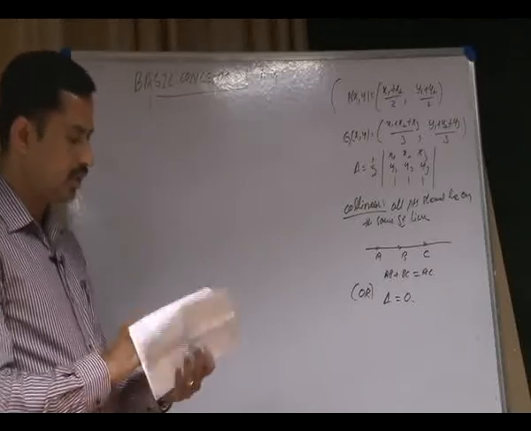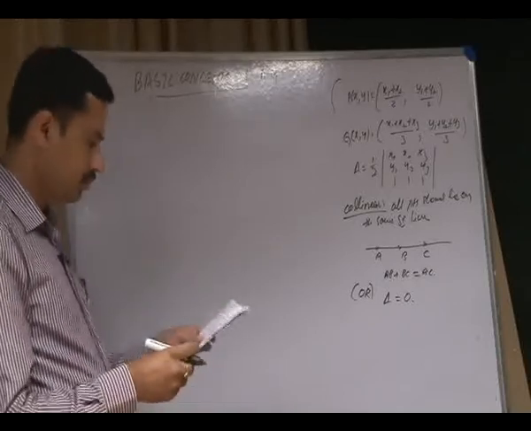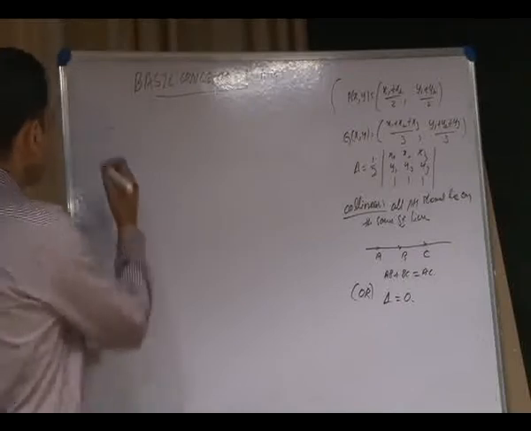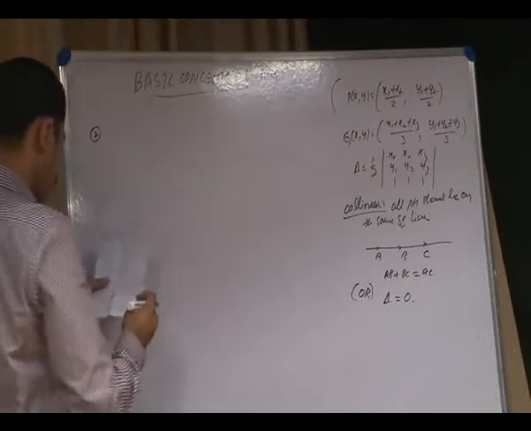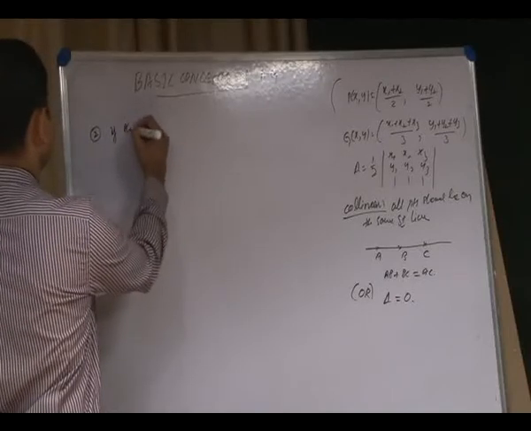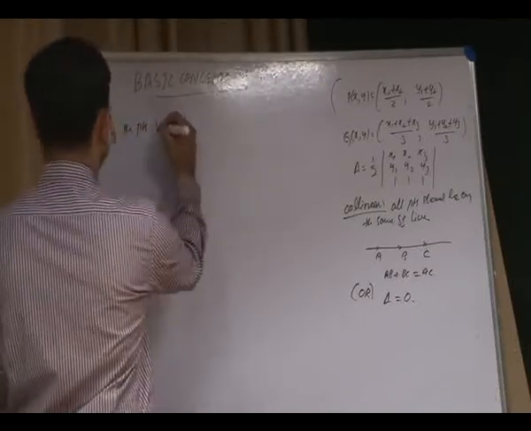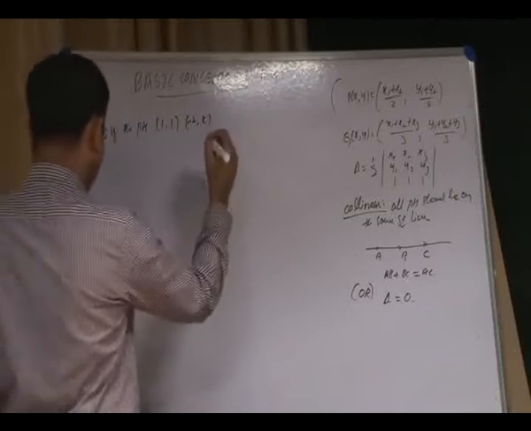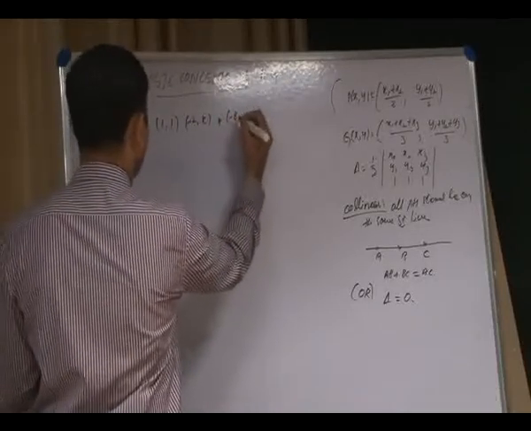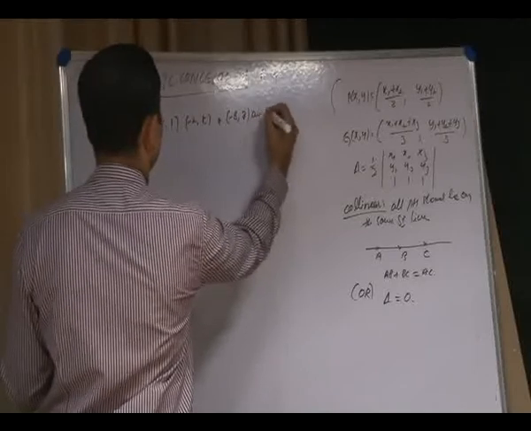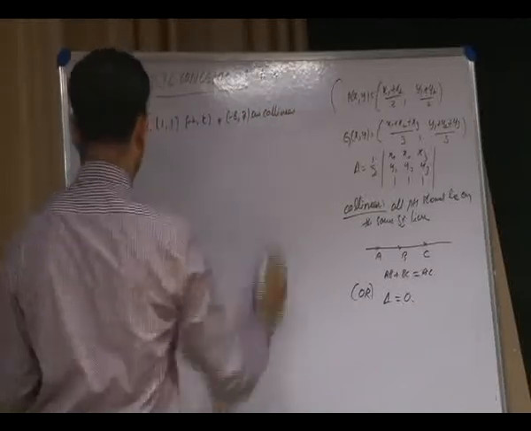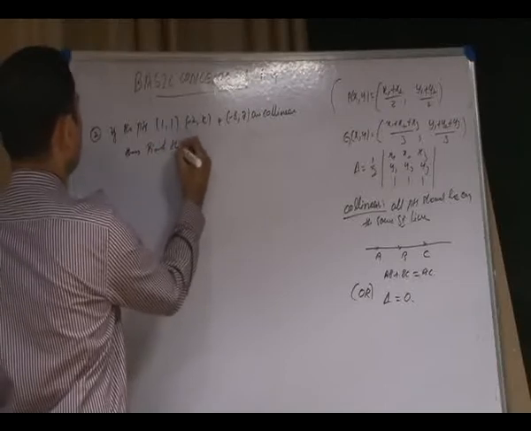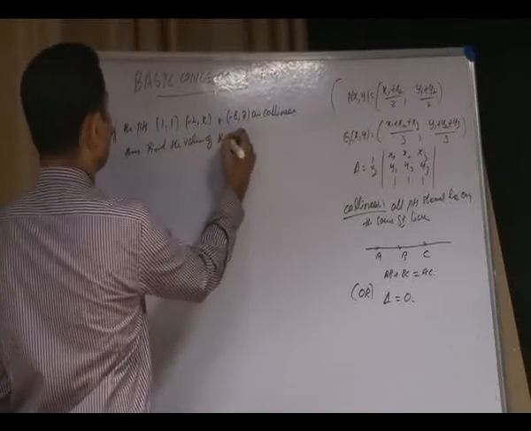So, let us consider one more problem. Another problem. If the points 1 comma 1, minus 2 comma k and minus 8 comma 7 are collinear, if the points are collinear, then find the value of k here.